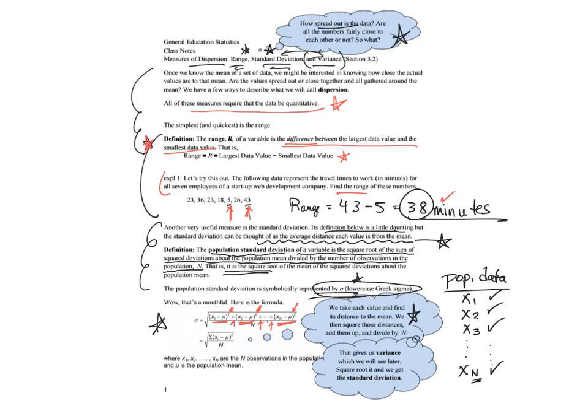And then divide that by capital N. That's what the big thought bubble here is saying. That is technically the variance. When you square root it, you get the standard deviation. So then you'll see the formula says square root that, and that equals sigma. So sigma is the population standard deviation.